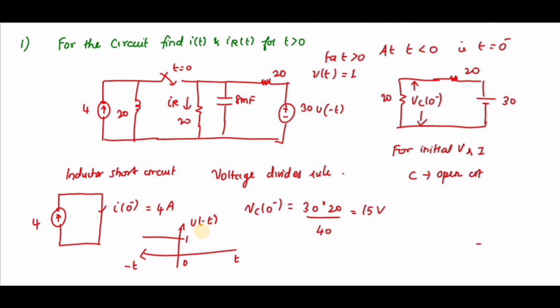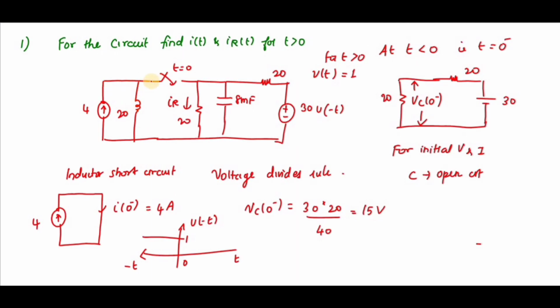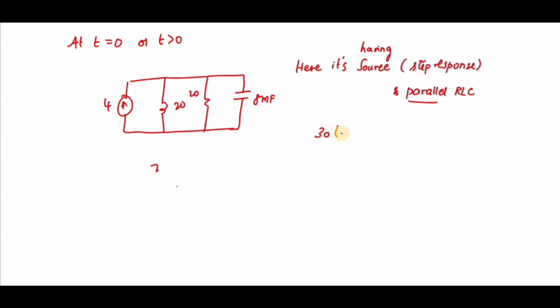So u(-t) will look like this. The amplitude of the u(t) value is 1, and if it is 30 u(-t), it is 30 instead of 1. For t greater than 0, the circuit will look like this, because the switch gets closed. And here you can see 30 u(-t) is 0 for t greater than 0. If it is 0, it has to be short circuited.